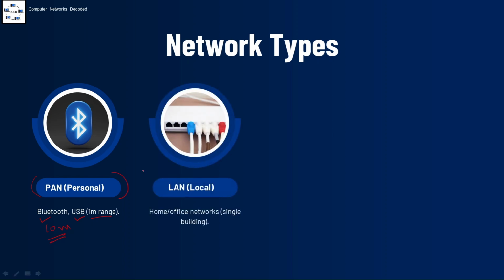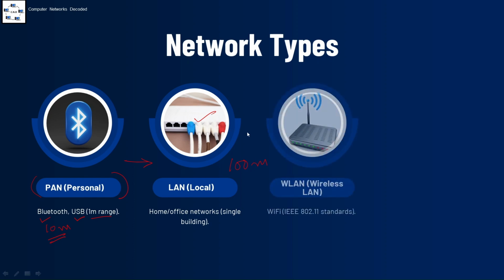Another greater network with respect to size is the LAN, which is the local area network, which you use inside home or office networks, such as this one, which uses the Cat6 cable. It has a greater range of up to 100 meters, which can also be increased if you use multiple switches or multiple routers.